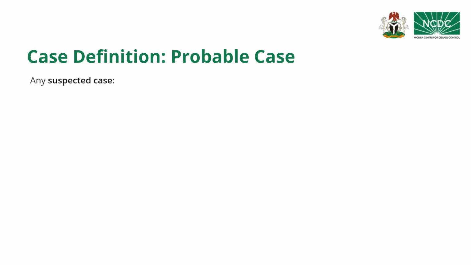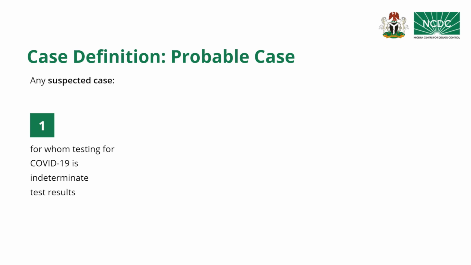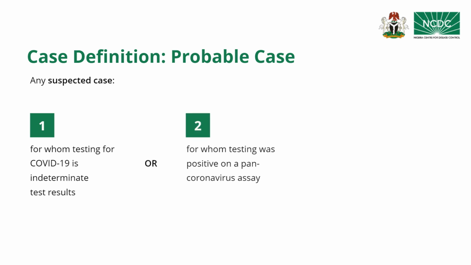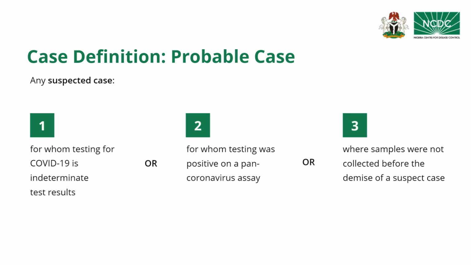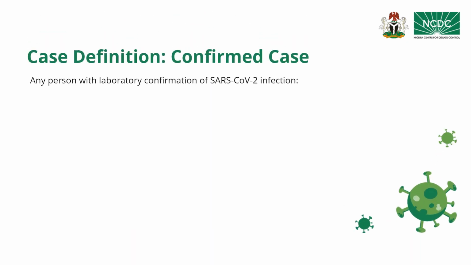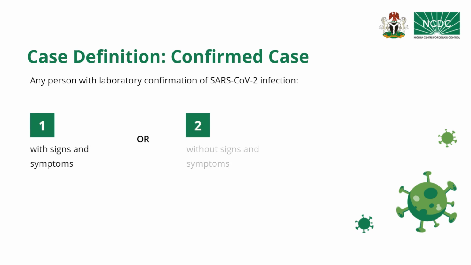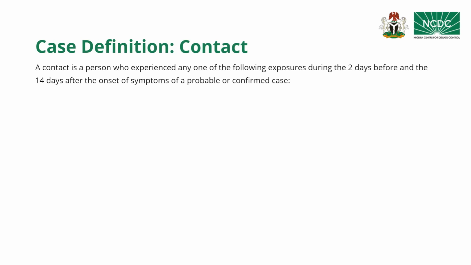A probable case is any suspected case for whom testing for COVID-19 is indeterminate test results, or for whom testing was positive on a pan-coronavirus assay, or where samples were not collected before the demise of a suspect case. A confirmed case is any person with laboratory confirmation of SARS-CoV-2 infection with signs and symptoms or without signs and symptoms. A contact is a person who experienced any one of the following exposures during the 2 days before and the 14 days after the onset of symptoms of a probable or confirmed case.